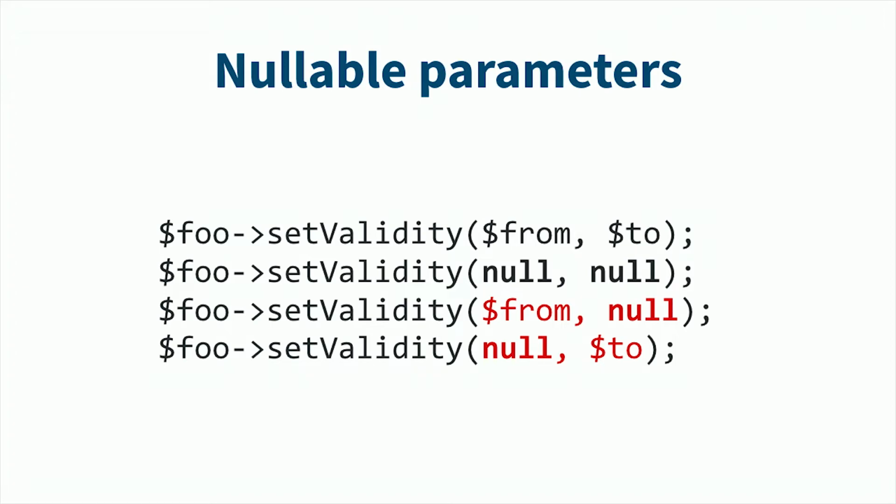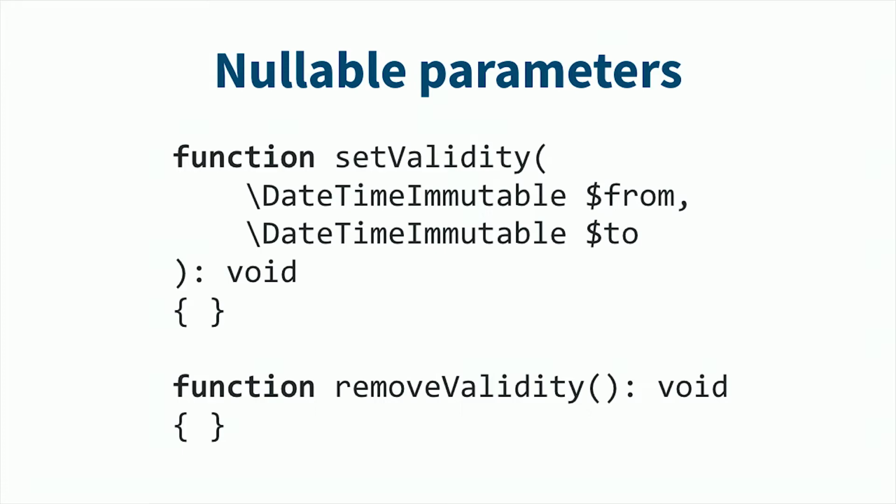And it means that with this kind of signature, we have to write if branches, and we will probably throw some exception from inside the method body. And the better solution is to separate those methods in two, because multiple nullable parameters usually mean that the same method handles multiple use cases. So in this case, it handles setting the validity and also removing the validity. So if you have multiple nullable parameters, you should try really hard to name those use cases and separate them into multiple methods.